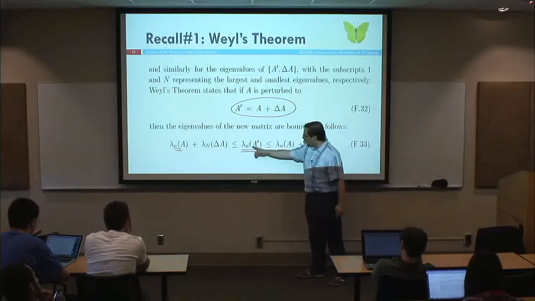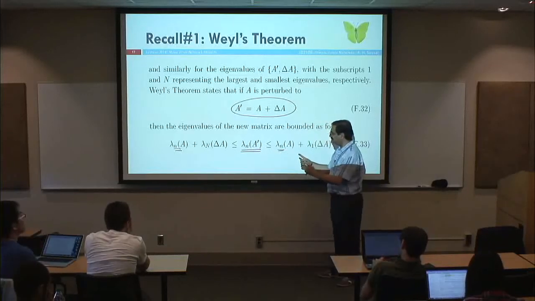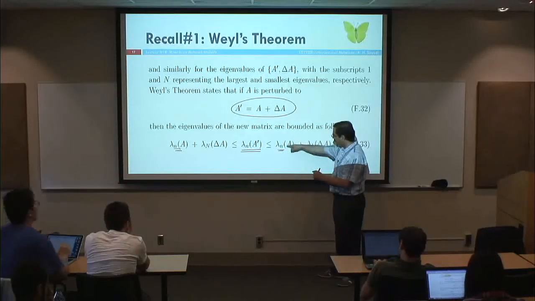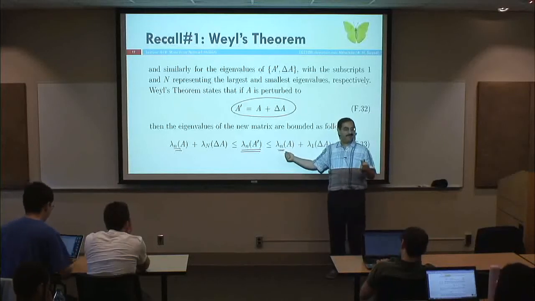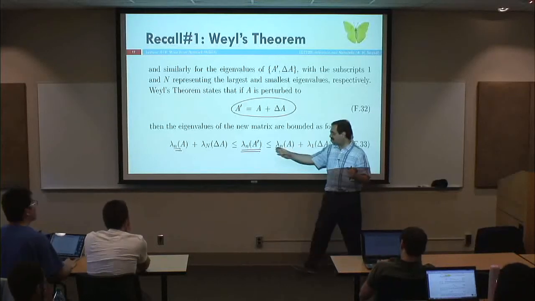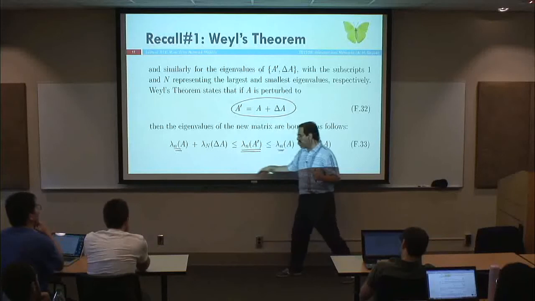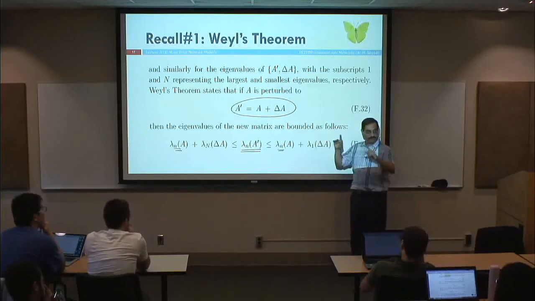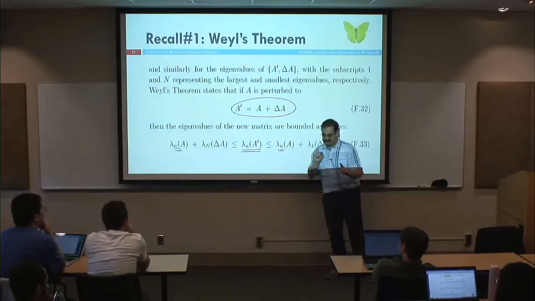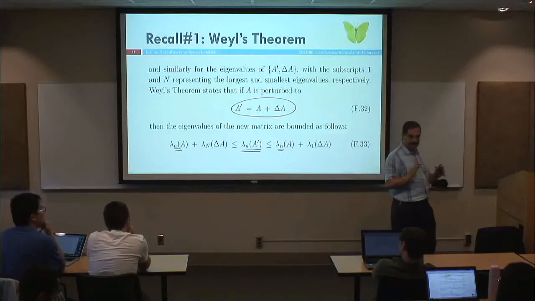So the nth eigenvalue will lie within an interval, which you define from the corresponding nth eigenvalue of A in this manner. You add the smallest value here, the largest value here, so you get an interval. This eigenvalue will lie within that interval. This is what this theorem says.